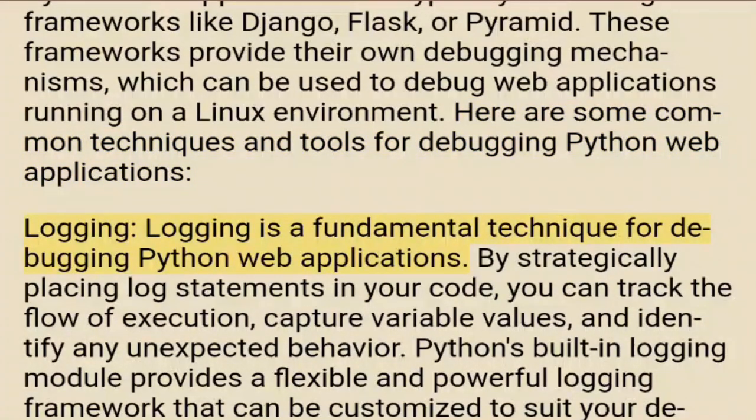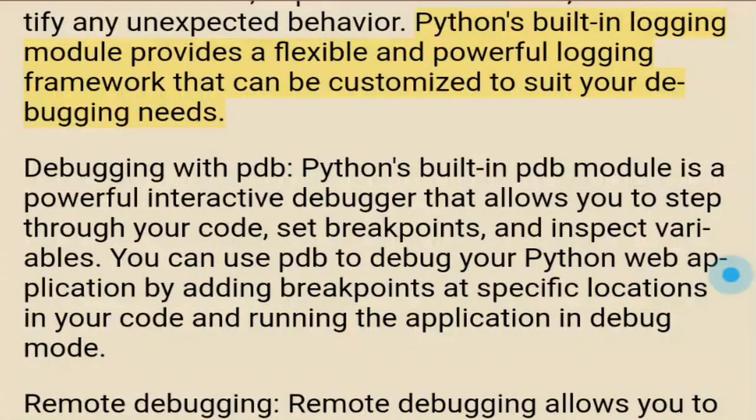Logging. Logging is a fundamental technique for debugging Python web applications. By strategically placing log statements in your code, you can track the flow of execution, capture variable values, and identify any unexpected behavior. Python's built-in logging module provides a flexible and powerful logging framework that can be customized to suit your debugging needs.